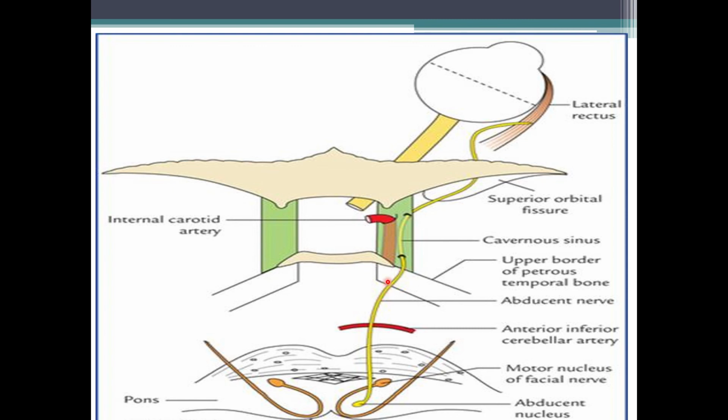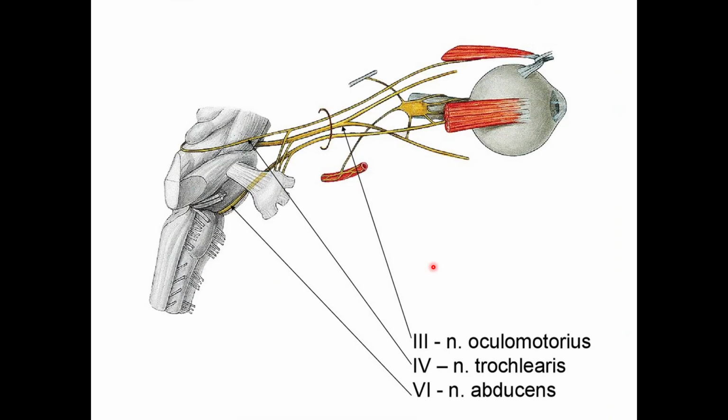It is going sharply forward, like this. Over here is your apex of the petrous temporal bone, and it is going like this. So this is the second turn of the abducens nerve.